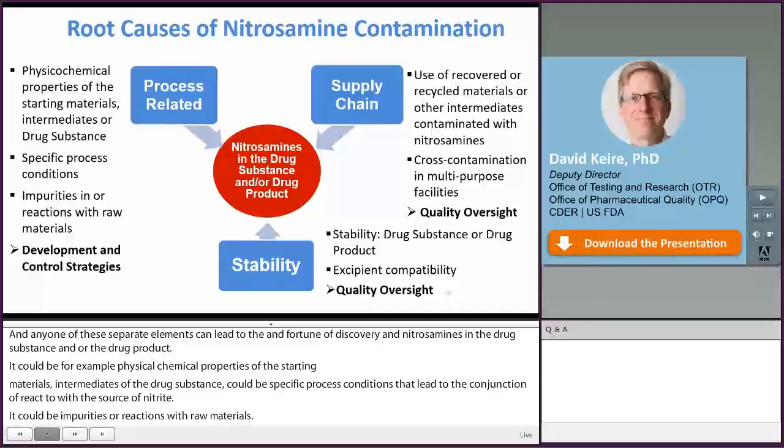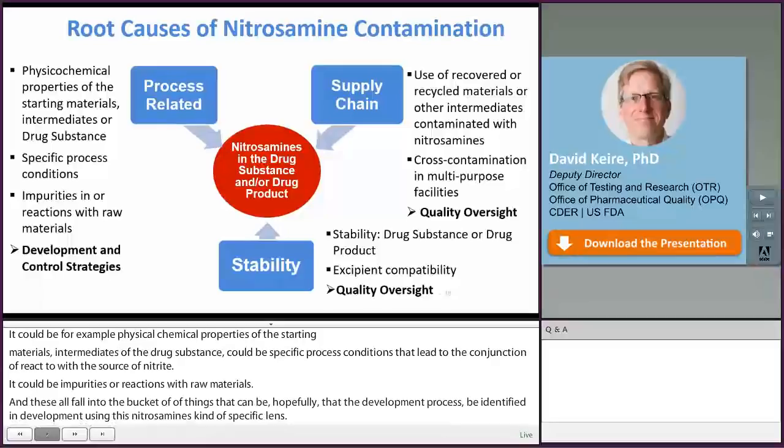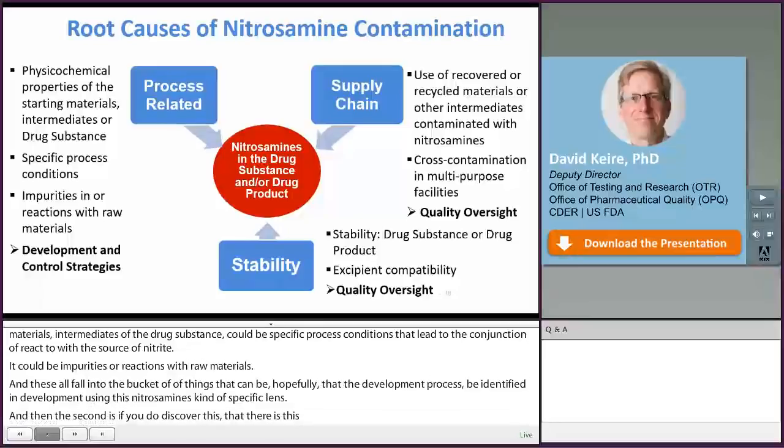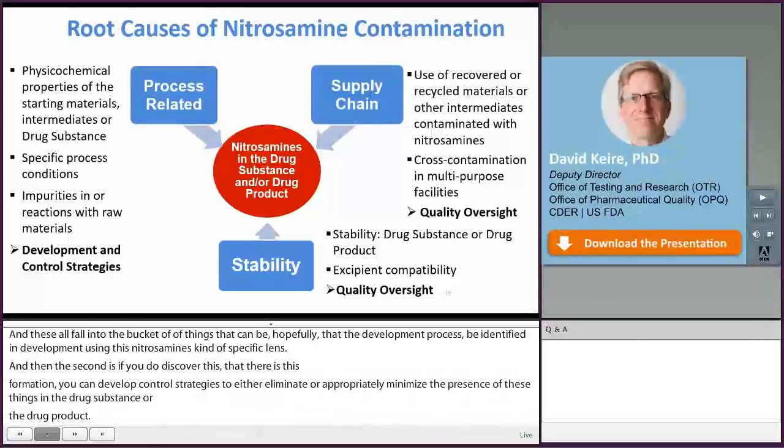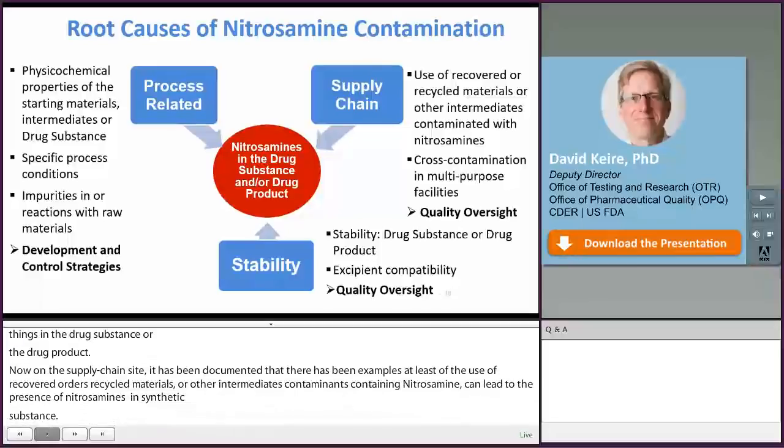And then the second is, if you do discover this formation, you can develop control strategies to either eliminate or appropriately minimize the presence of these things in the drug substance or drug product. Now, on the supply chain side, it's been documented that there are examples of the use of recovered or recycled materials or other intermediates contaminated with nitrosamines leading to the presence of nitrosamines in drugs where the synthetic process steps have very little risk. So you could be doing a risk assessment based on your process, but if you don't look at elements in your supply chain that can lead to contamination, you could get a surprise in your product.